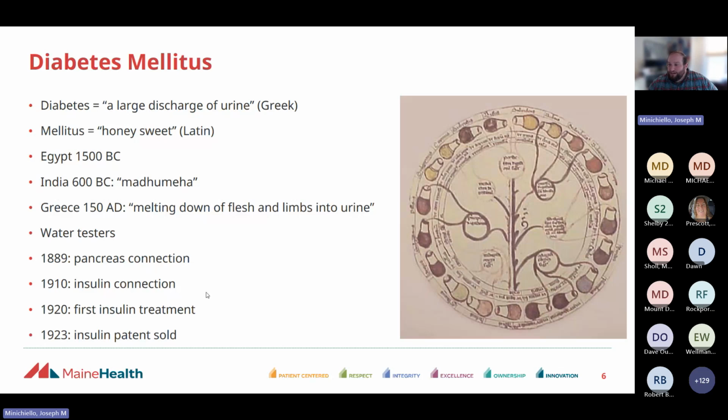a water tester. It wasn't until the late 1800s that people first really understood that the pancreas was involved in folks that had diabetes. Wasn't quite sure of the connection, but it was noted that people that had pancreas injuries seemed to have diabetes. Then the early 1900s was the first time that insulin was established as playing a role here.